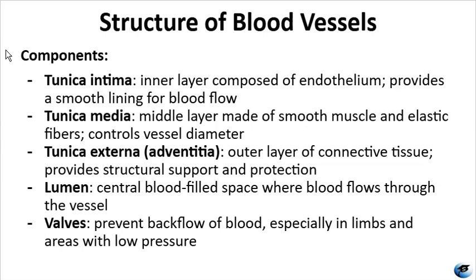And then valves are an important feature found in many veins, especially in the limbs. These one-way structures prevent blood from flowing backward, which is important in low-pressure areas where gravity works against venous return. Keep in mind that arteries and veins share the same general layers, but the proportions and functions of each layer differ. Arteries have thicker media, while veins have thinner walls, larger lumens, and valves. Recognizing these differences will help you in identifying vessels in dissection or histology.